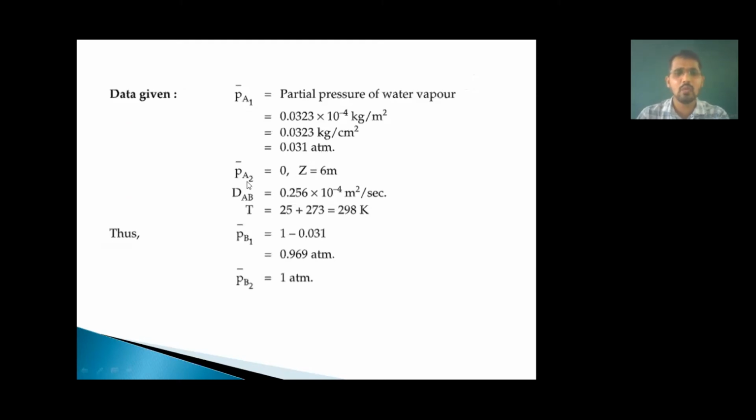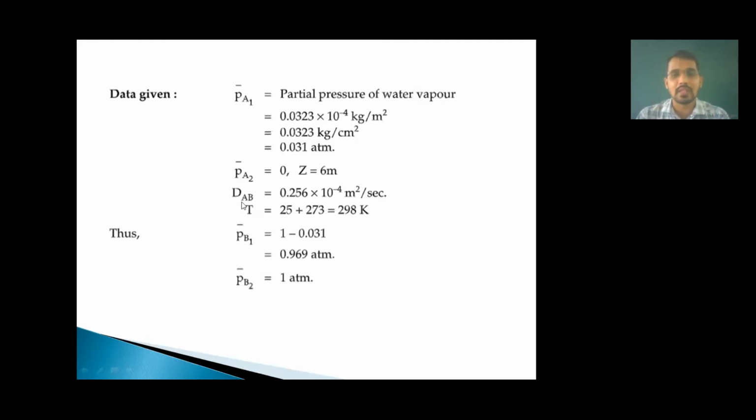After that, PA2 bar is equal to 0, meaning the partial pressure of component A at the top is equal to 0. I told you dry air is the stagnant film in this system. So PA2 bar is equal to 0. And after that, Z, the height of the well, is equal to 6 meter. That is nothing but Z in the system.